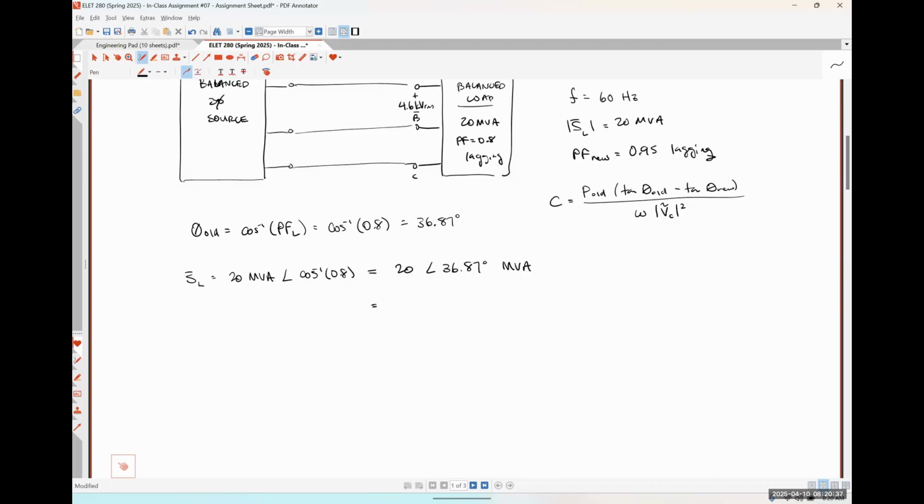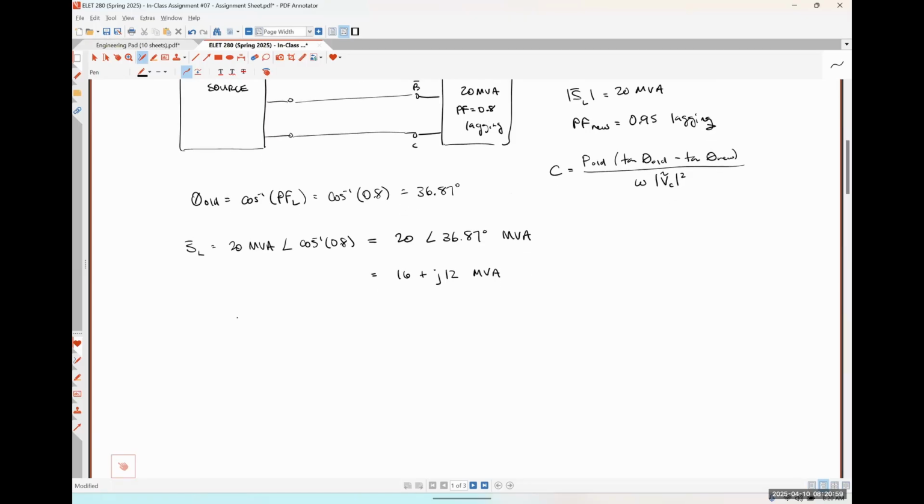And in rectangular form, that comes out to be 16 plus j12 megavolt amperes. So which one of those numbers is the total average power? The 16, right? So essentially, this guy right here is P three-phase. Well, P old, just to make this abundantly clear, is the power absorbed by a single phase, because we're finding the value of a capacitor for each phase.